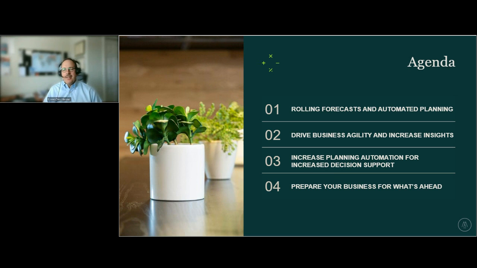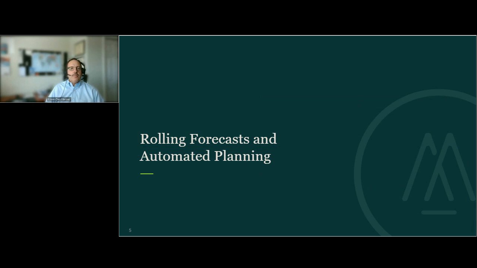And thank you, everybody, for joining today's presentation about igniting your financial forecast. What we'll see is that there are three main areas that play into this. First is rolling forecasts, and then there's business agility, and then increasing your decision support. But you'll see that all of these are interlinked to give you deeper insight and guidance from your financial forecast. So just to begin today, we'll talk about rolling forecast and automated planning and how that works together.